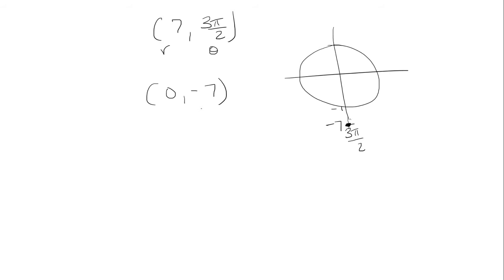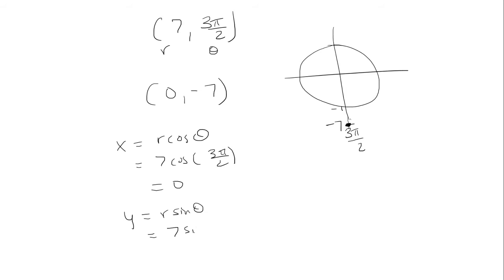So in my opinion, this is the fastest way to do it. You can, of course, do r cosine theta, and you'll still get the same answer, and then y is r sine theta. So obviously, it's a little bit of work, but once you draw the graph, I think it's much easier.